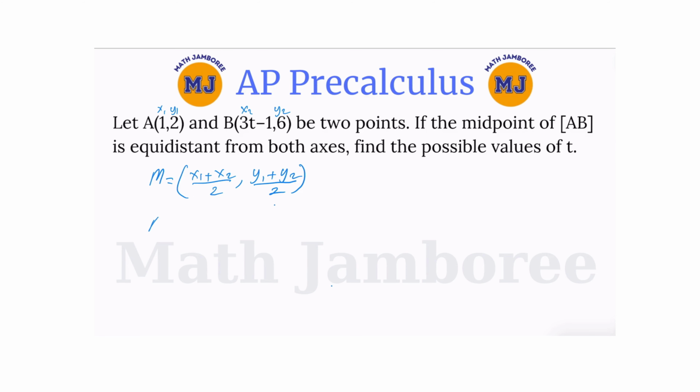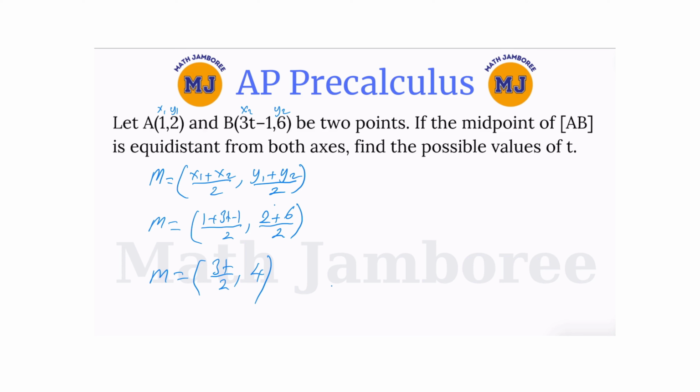So let's go ahead and substitute these values in the equation. So x1 is 1 plus 3t minus 1 over 2. And the other value is y1 is 2 plus y2 is 6 over 2. If you simplify these, 1 plus 3t minus 1 will give us 3t over 2. 2 plus 6 is 8. 8 divided by 2 is 4. So the y-coordinate of the midpoint is 4, but the x-coordinate is 3t over 2.